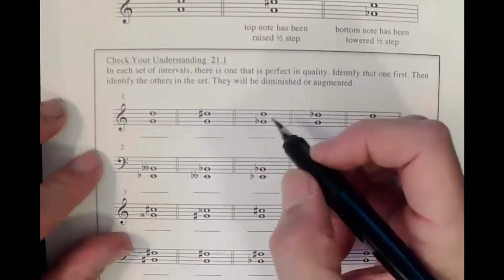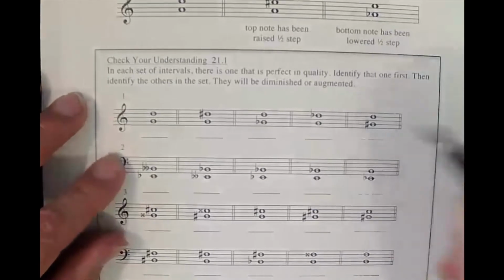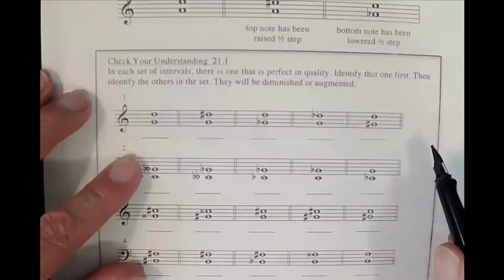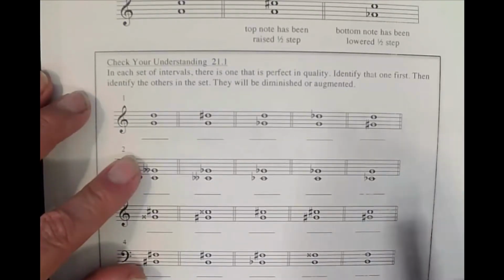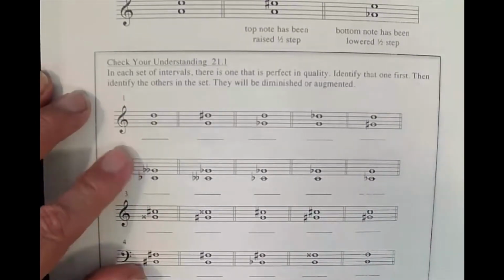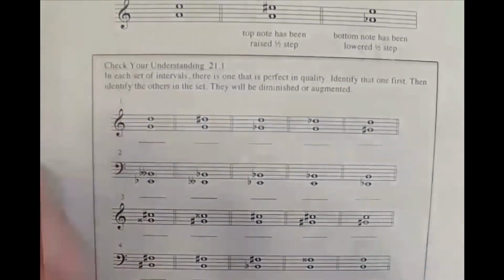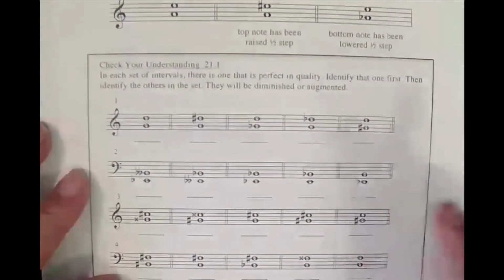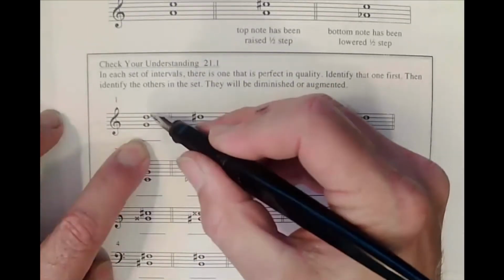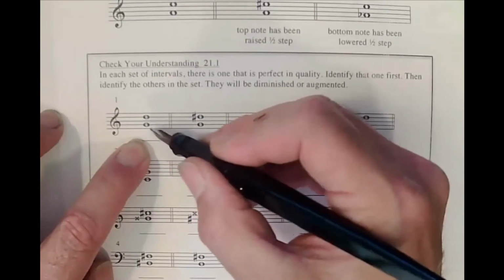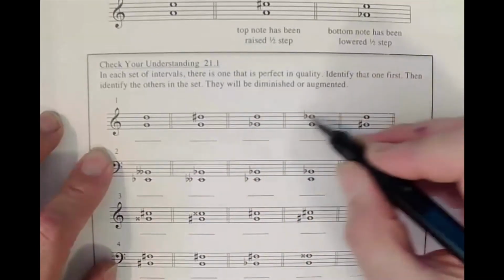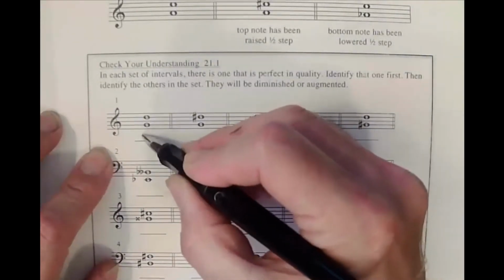This is Check Your Understanding 21.1. And this is where you have to examine a series of intervals and label each one. In other words, one of these is going to be perfect, and then you're going to identify all the other intervals in the set. So because I know from G to D, if the accidental is the same on the top and the bottom, it's a fifth, it's not the interval from B to F, then I know that this one must be the perfect fifth.